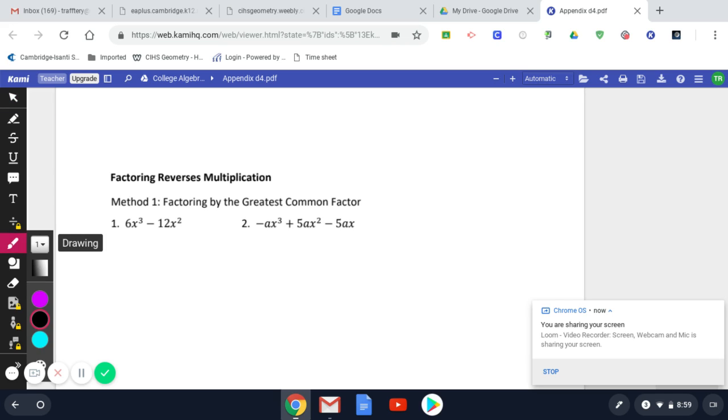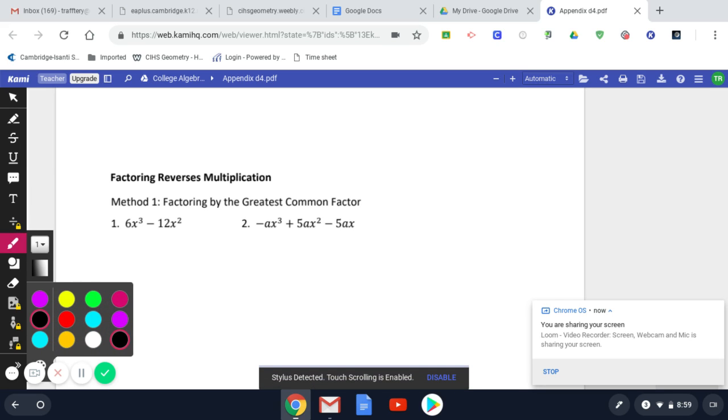So as I look at, for example, number one, I notice that both of these have a 6 in common, right? If you think about common multiples or common factors, they both have a 6. And then the highest x that they have is x squared.